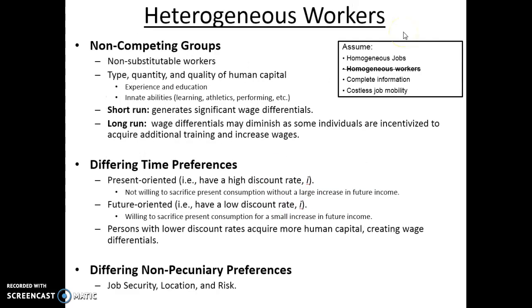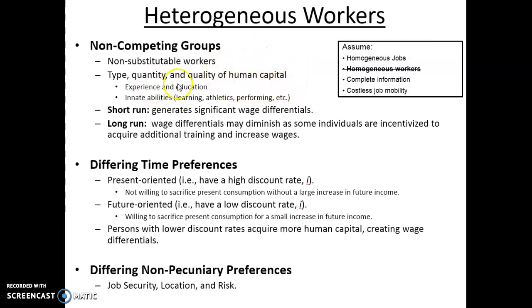Another factor that can create wage differentials is differences in workers, that is, heterogeneous, non-identical workers. So in this section, we'll assume that jobs are the same, information is still complete, and job mobility is costless, but workers are not identical. This shows up with what we call non-competing groups, where workers are not substitutable or interchangeable with each other. Usually this relates to the type, quantity, and quality of human capital, that is, the knowledge that you bring.